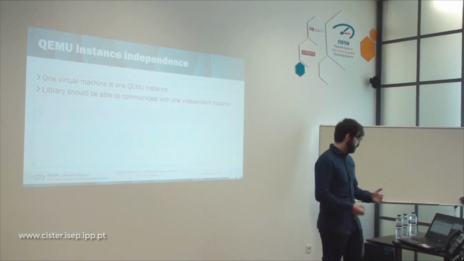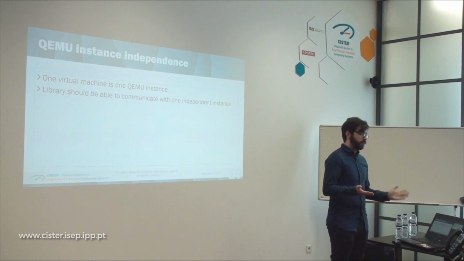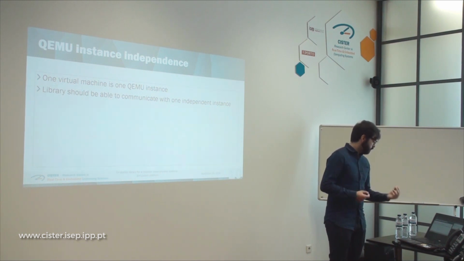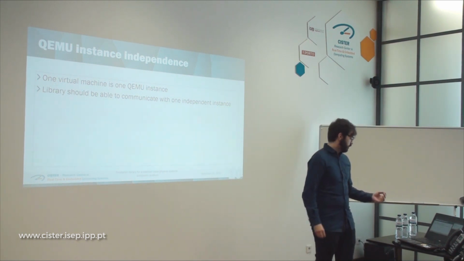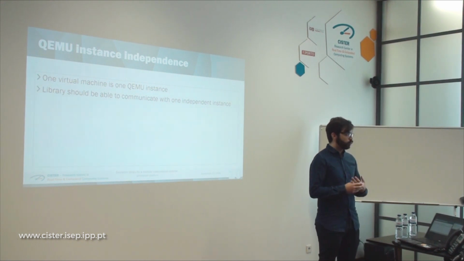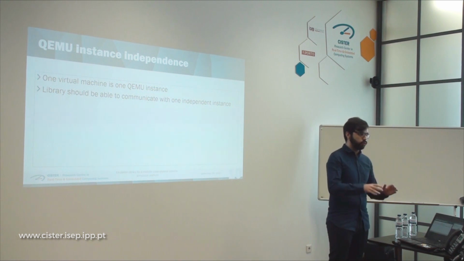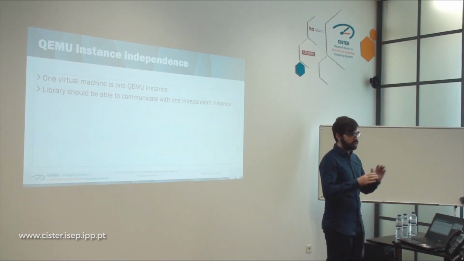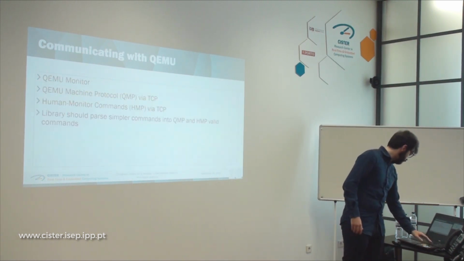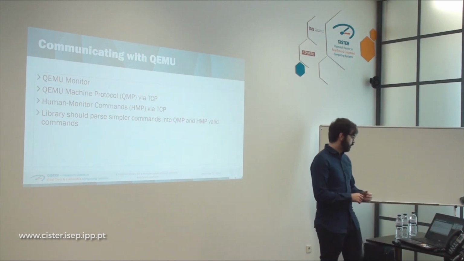So, about the instance independence, this is a very important part actually. One virtual machine is one QEMU instance, and the library should be able to communicate with one independent instance. That gives us more fine control over our testing flux and other stuff. Okay, so about communication with QEMU.